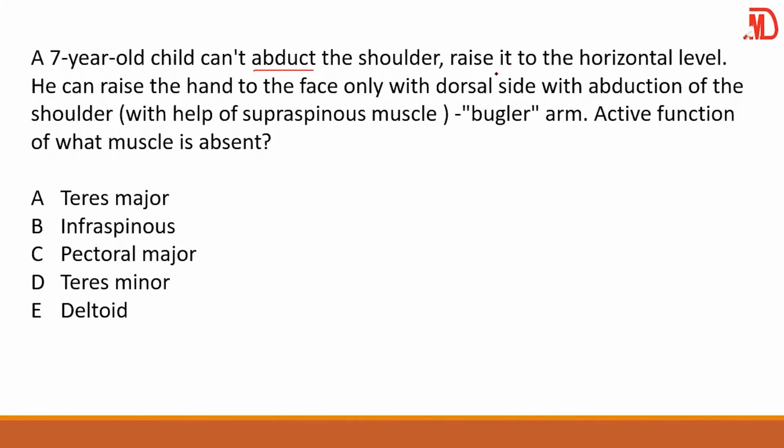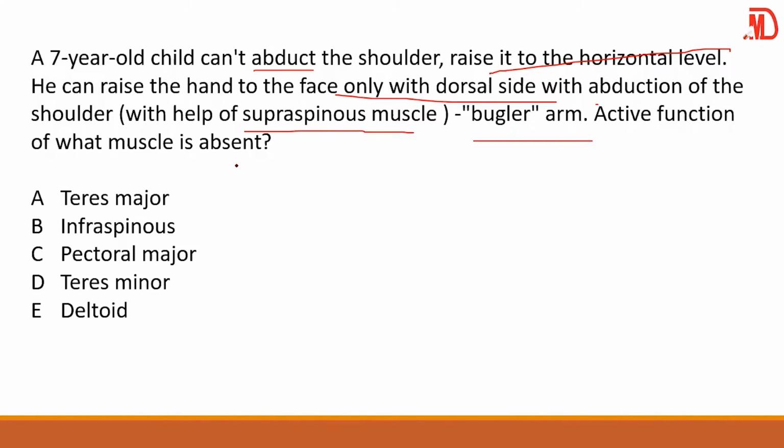Okay, cannot abduct, cannot raise to the horizontal level. That means you cannot even raise the arm to the horizontal level. You can't make it straight. He can raise the hand to the face only with the dorsal side, with abduction of the shoulder, with the help of the supraspinatus muscle. Active function of what muscle is absent? What muscle is absent in this case?